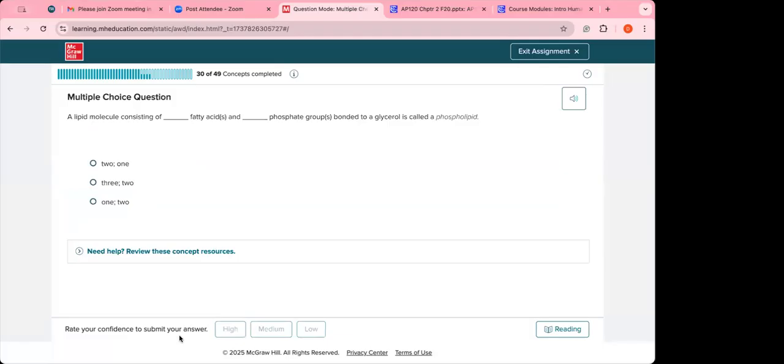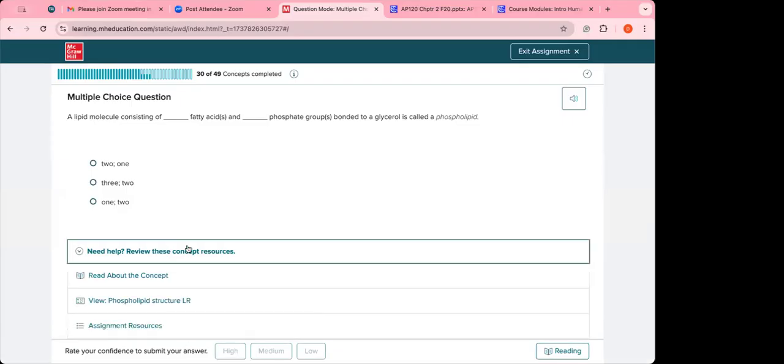A lipid molecule consisting of blank fatty acids and blank phosphate groups bonded to a glycerol is called a phospholipid. So how many fatty acids and how many phosphate groups do you need to get a phospholipid? Okay, well, we got to look it up and see, right? We got to read about the phospholipids.